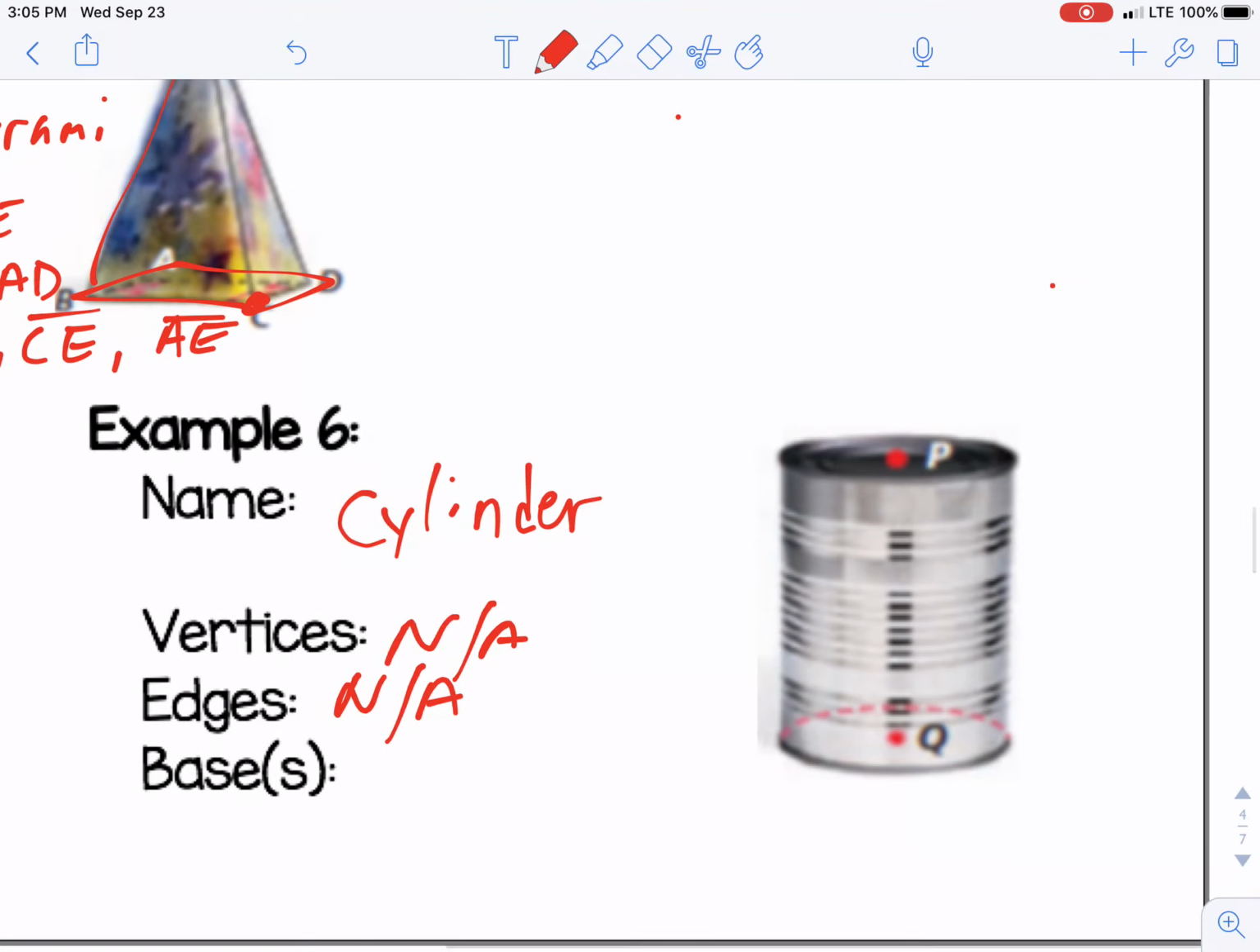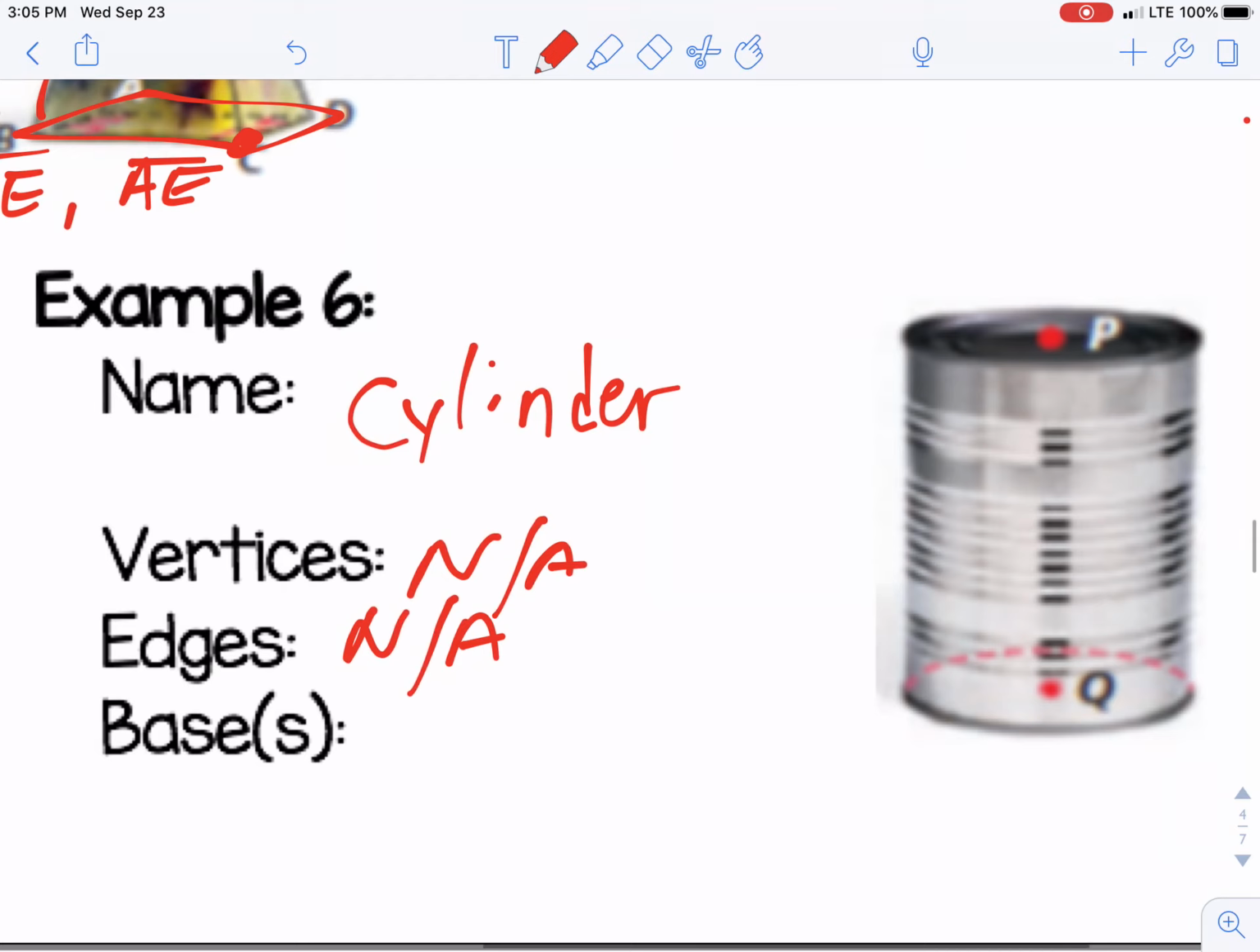And since we can name a circle by its center, we would call it circle P or circle Q. Right, those are the bases. That's how we would name the circles. Just use that point. So vertices, there are no vertices. There's no nice edges that come together at any corners. It's nice and rounded, so that we don't have any vertices or edges with the cylinder. It's just the bases we can name.